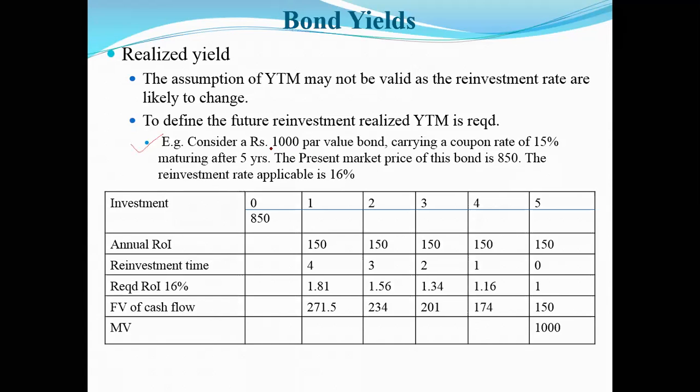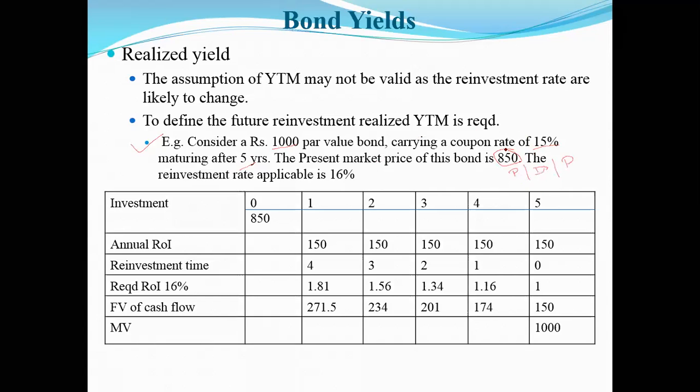There is a bond which has a par value of 1,000 rupees. It carries a coupon rate of 15%. Maturity time is 5 years. And right now, the bond is available in the market for 850 rupees. Can anyone tell me whether it is a premium bond, a discount bond, or a par value bond? Can you please tell me?